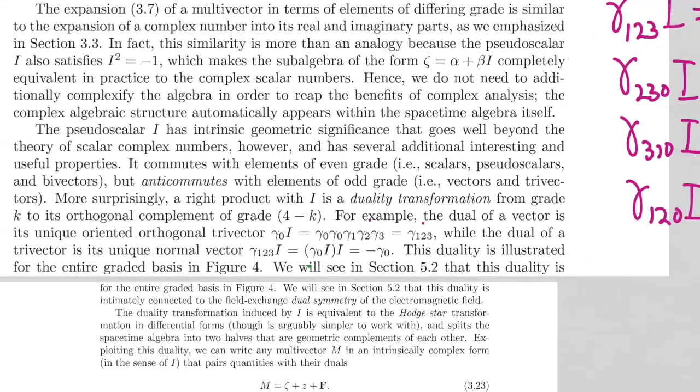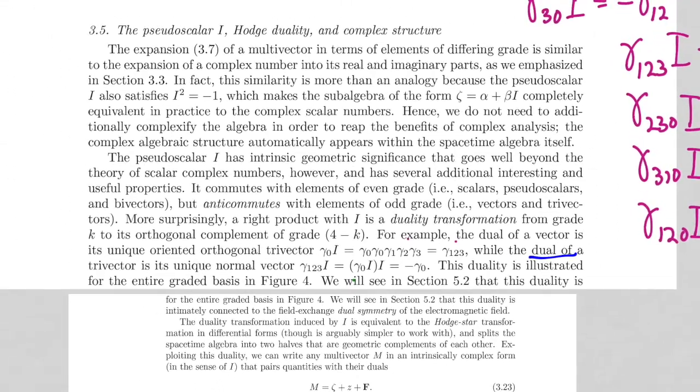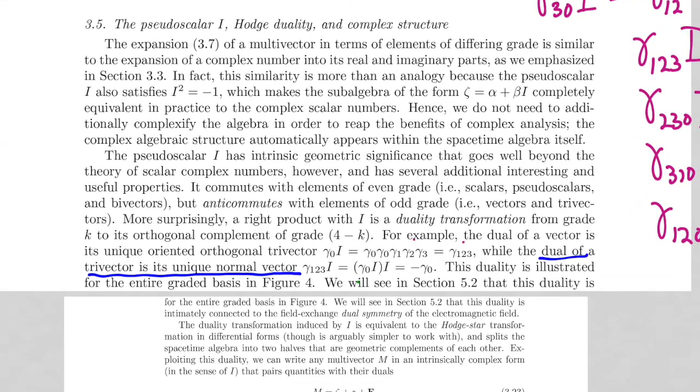They make it pretty clear. The dual of a trivector is its unique normal vector, and here's an example. The dual of gamma 1, 2, 3 is minus gamma 0, all right? Remember that particular one, because I'm going to illustrate a confusion in a moment. The duality is illustrated for the entire graded basis in figure 4. So let's look at figure 4.